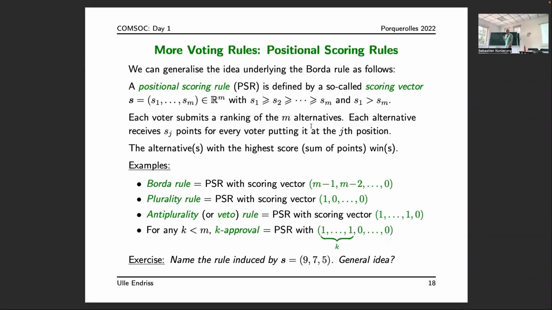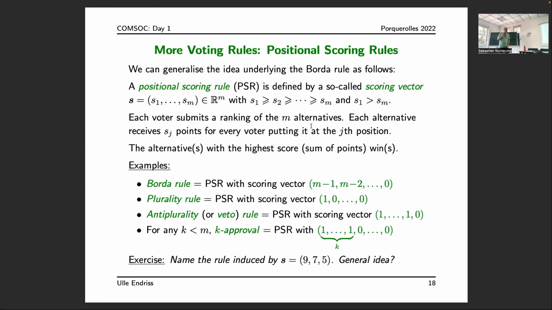There's a whole family of rules called the positional scoring rules, of which Borda and Eurovision and whatever else you like are part. And they are defined as follows. Remember, we have m alternatives. So we're going to write m numbers, s1 to sm. s1 is the score you get from a voter if you're in position 1. s2 is the score you get if you're in position 2. sm is the score if you're in the last position. So Borda would be m-1, m-2, m-3 down to 0. Eurovision would be 12, 10, 8, 7, many zeros.